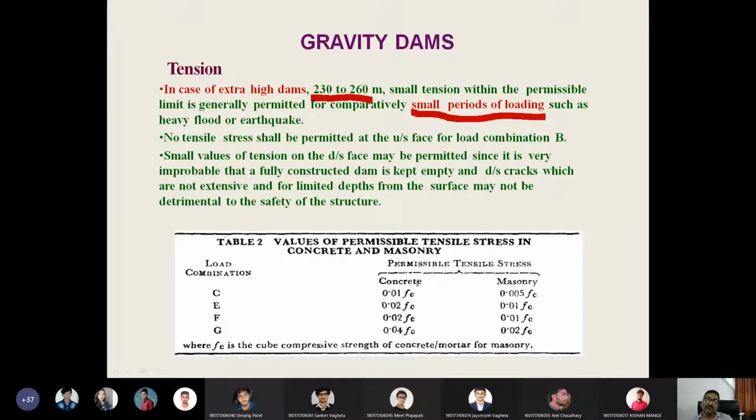And what are the values? Values are like this. Fc is what? Permissible tensile stress. How much? If you multiply Fc by 1%, 2%, 3% or 4%: 2% and 4% for load combinations C, E, F, G.